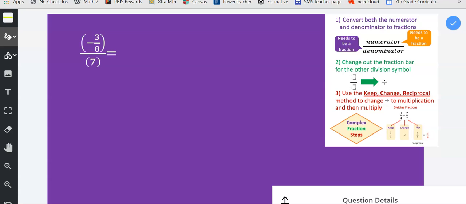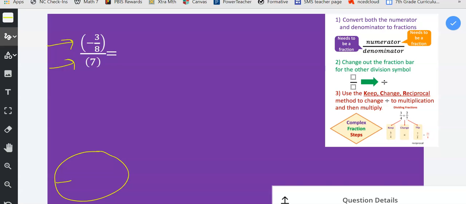Let's take a look at the next example. Before I do anything else, I'm going to decide whether my answer is going to be a negative or a positive. Take a look. If you take a negative number and divide it by a positive number, the result is going to be a negative number. So my final answer is going to be negative. So I just need to remember that.